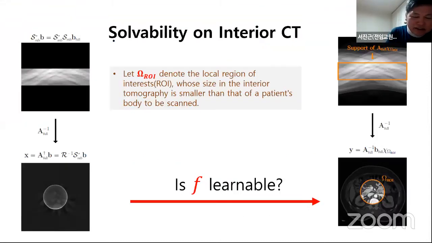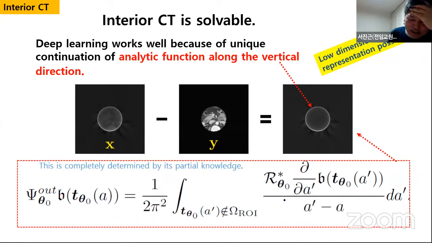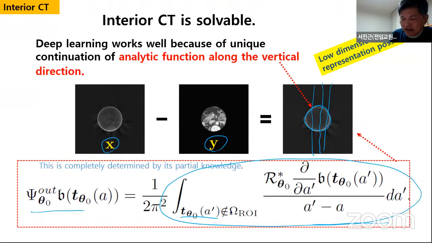The next thing is the solvability of interior CT. From this, can you get this image? Here I subtract this. If I subtract X minus Y, you have this type of image. The interesting thing is that along this vertical line it can be represented with this type of thing, and also this is analytic.